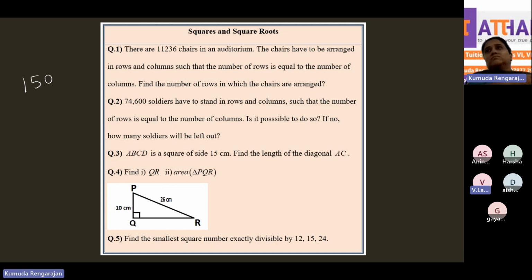So you need to remember square numbers to a certain extent. How much ever possible you try to remember. 1 1 is 1, like 1, 4, 9, 16, 25, 36, 49, 64, 81, 100, 121, 144, 169, 196, 225, 256, 289, 324, 361, 400. So go on like that. Remember how much ever possible. You need to know the square numbers.